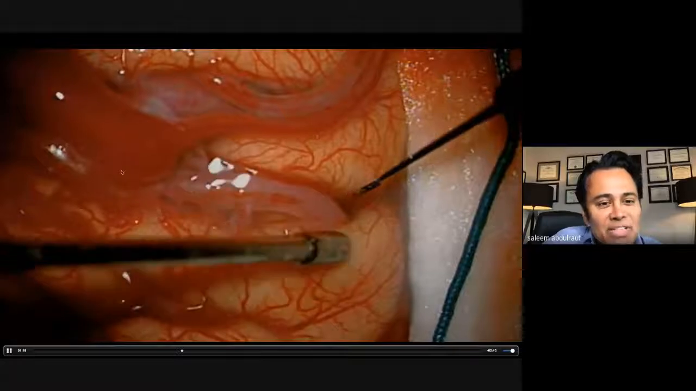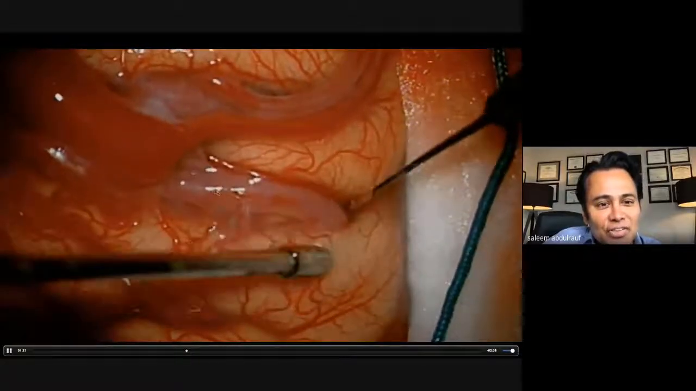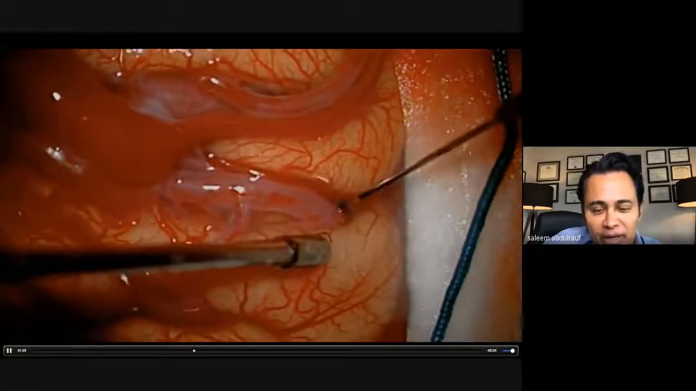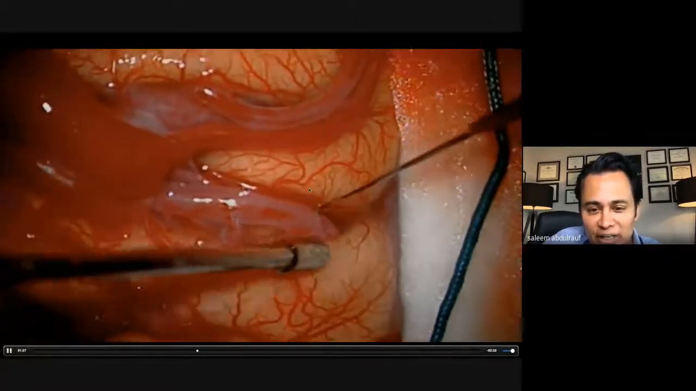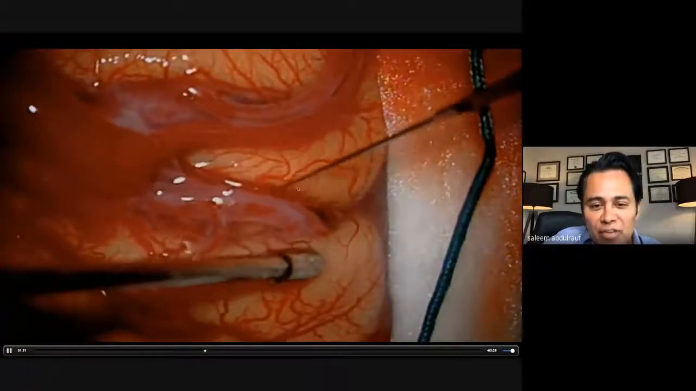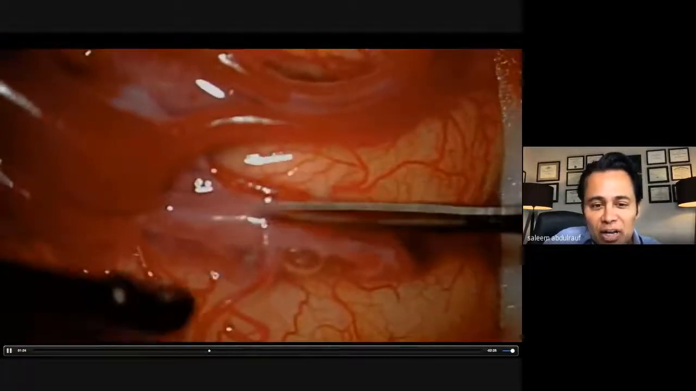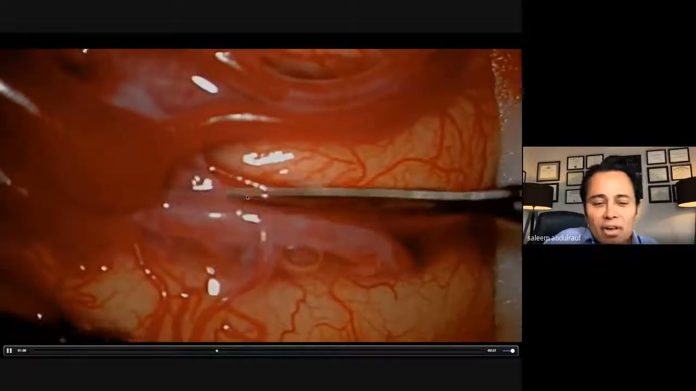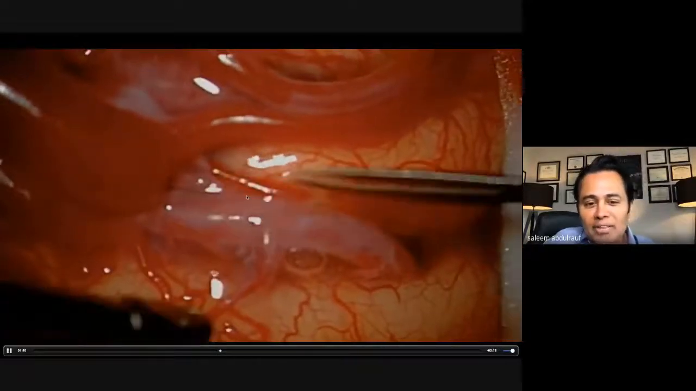The AVM is embedded inside the central sulcus, all right? So I like to use very sharp dissection. I do not like blunt dissection. It is almost the opposite. The sharp dissection is safer than blunt dissection. You see, everything I use is sharp, okay? Because you have a lot more control than blunt dissection.